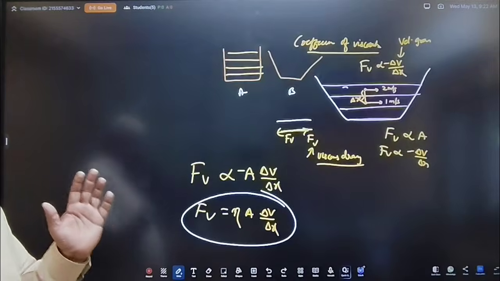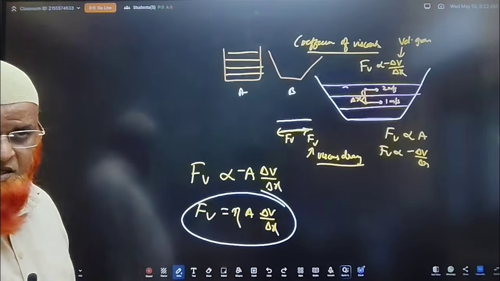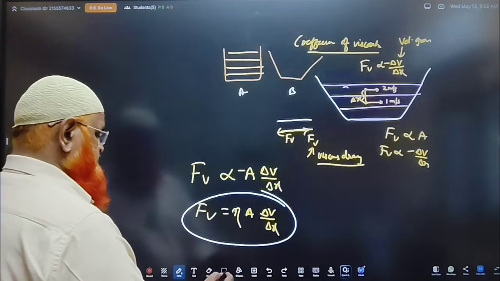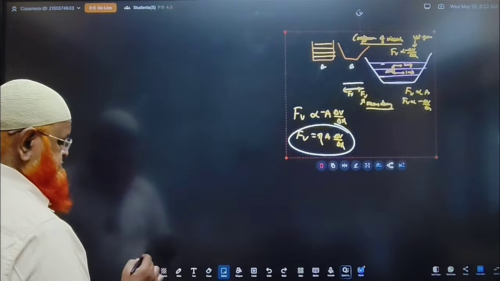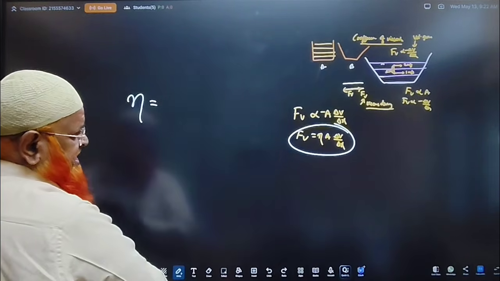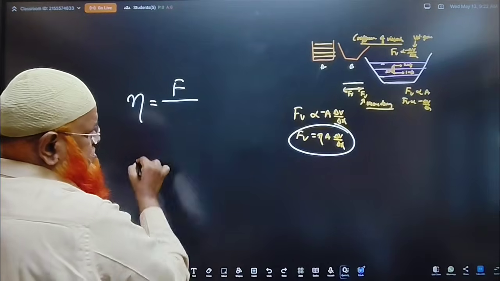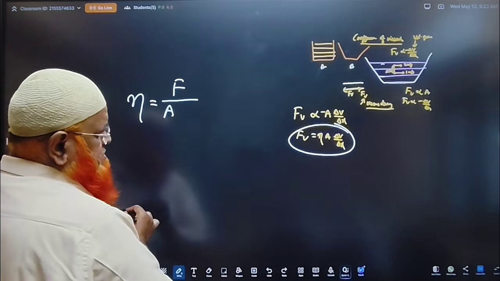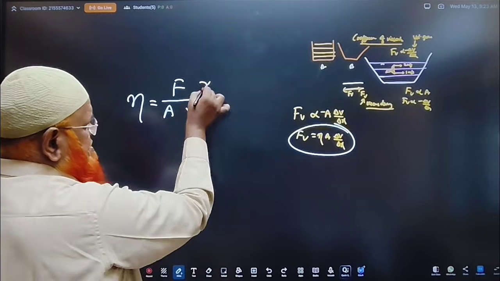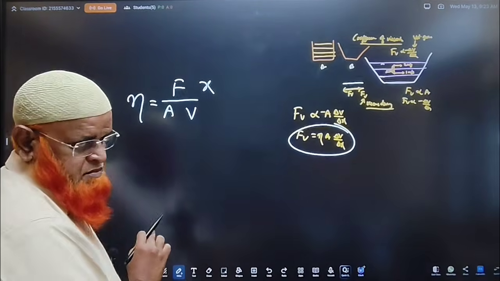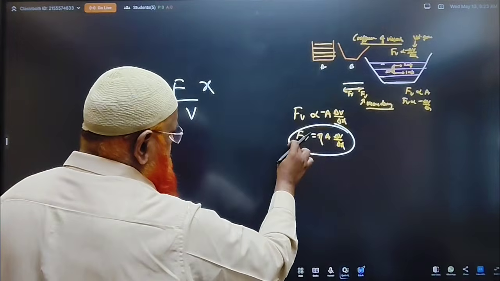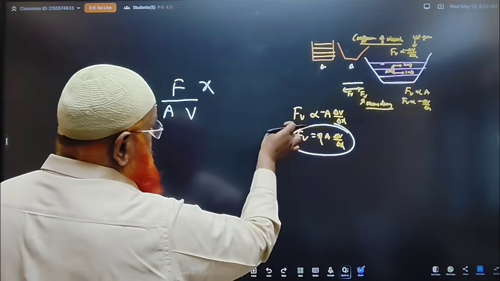From this formula, I have to get the formula for coefficient of viscosity. How do we get it, let us see. Coefficient of viscosity, eta, is force on top, area below, and velocity on top, displacement below. Why write delta V? Not necessary, just V by X. F you keep as it is. A comes to the denominator, delta V comes to the denominator, cross multiplication, X goes to the numerator.